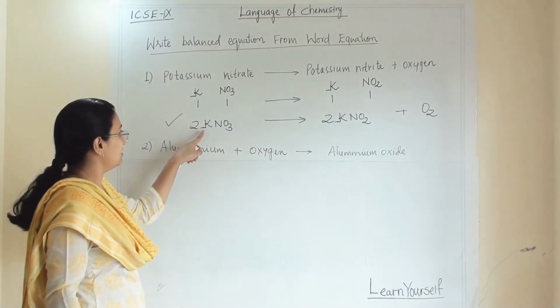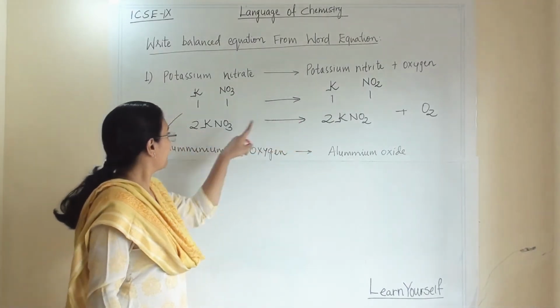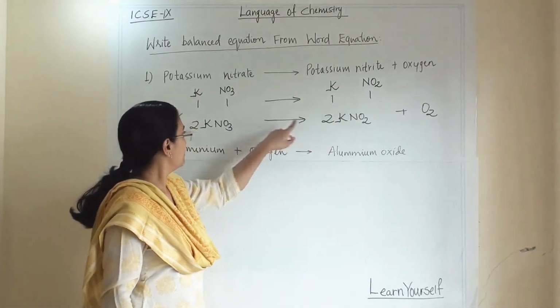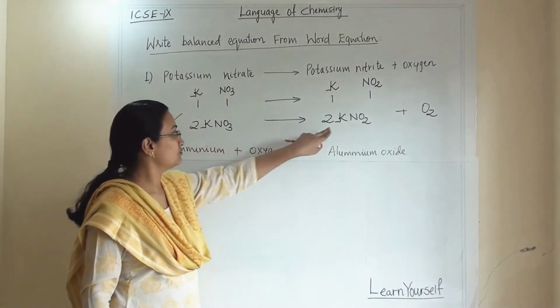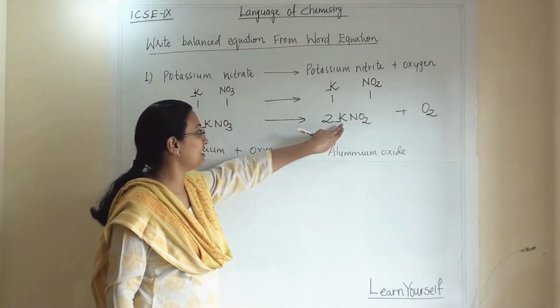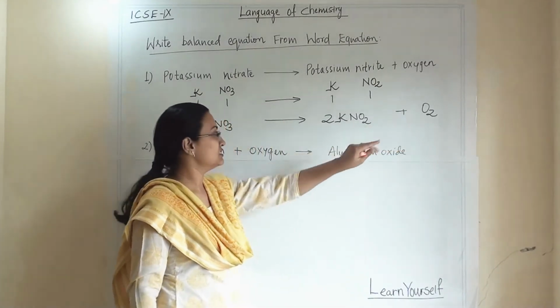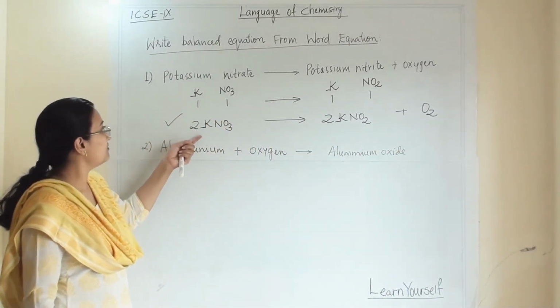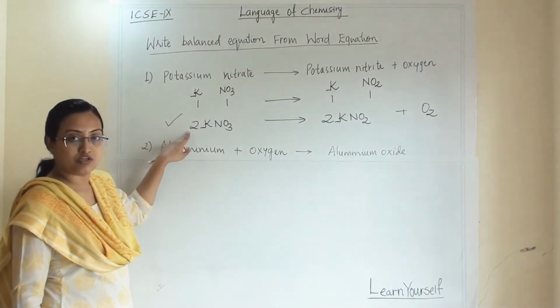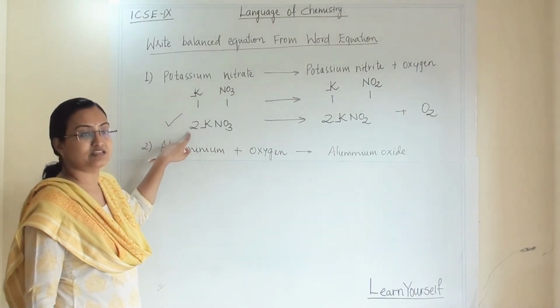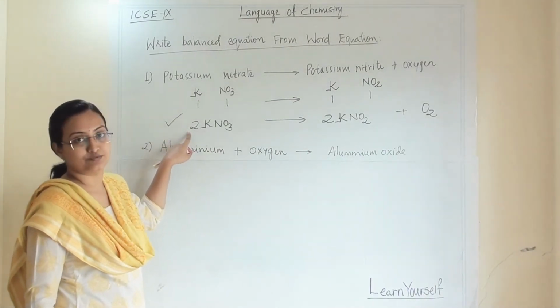Again we will check: 2 potassium, 2 nitrogen and here 6 oxygen. So here how many oxygen do we have? 4 oxygen plus 2, so 4 plus 2, 6 oxygen. So this is our molecular equation, and that too a balanced molecular equation.